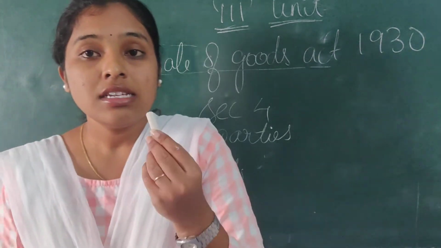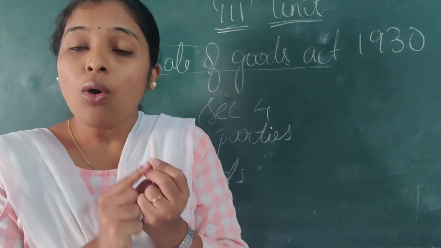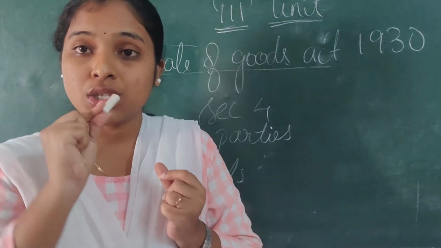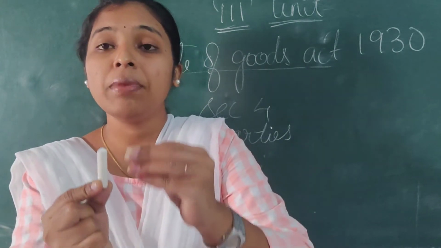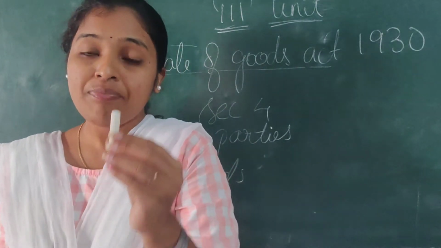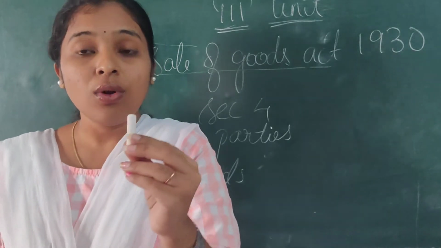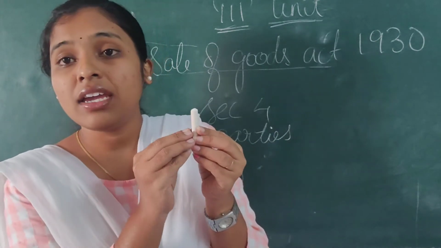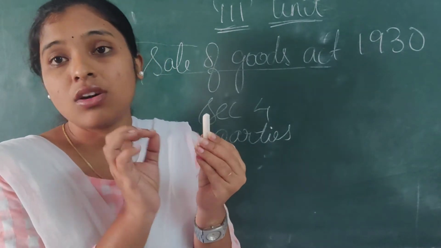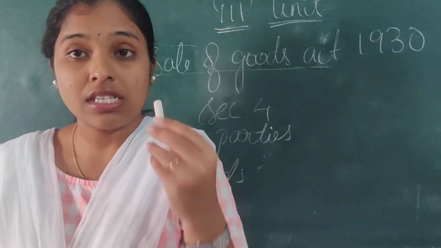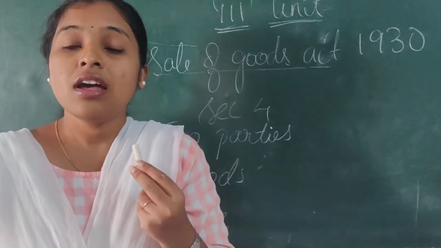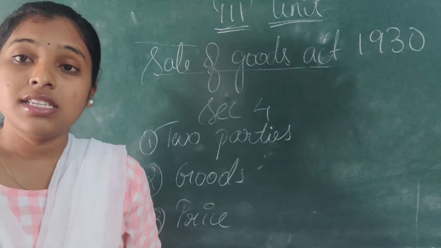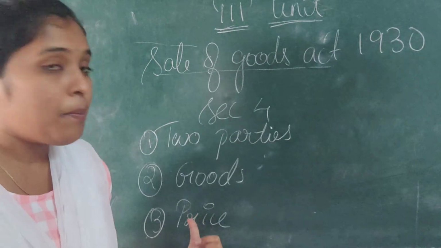For example, as I am holding this chalk piece with me, I am the owner. When I transfer this chalk piece to you, the person will be the buyer and will be the owner. As he takes this good from me, I will be expecting something for it. So I will keep a price for this chalk piece of 10 rupees. The person who is taking this chalk piece has to pay me the 10 rupees as the price. So the third essential element for a valid sale is price.